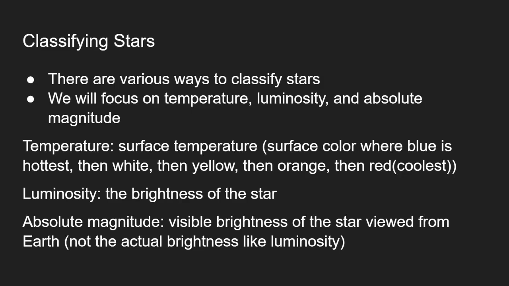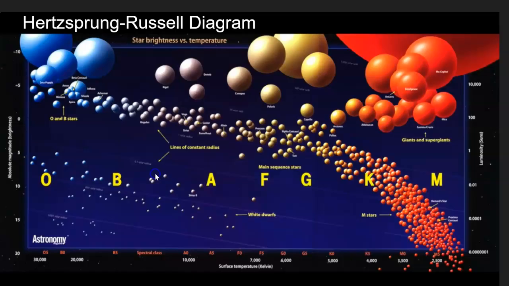Luminosity is how bright the actual star is. So it's kind of like how they measure light bulbs when you buy them. How bright are they? Absolute magnitude is a little bit different. It's how bright it appears to be when viewed from the Earth. It's not the actual brightness. So what that means is you could have a very luminous star that's a long ways away, and it's just as bright as a less luminous star that's closer. They would appear the same in the sky, but yet their luminosities are very different.